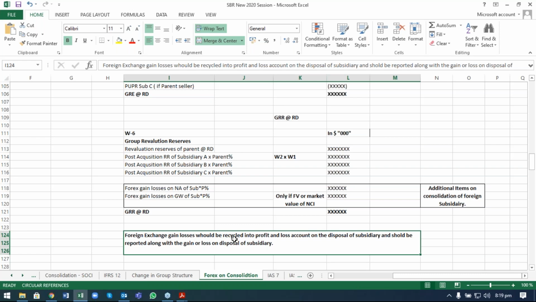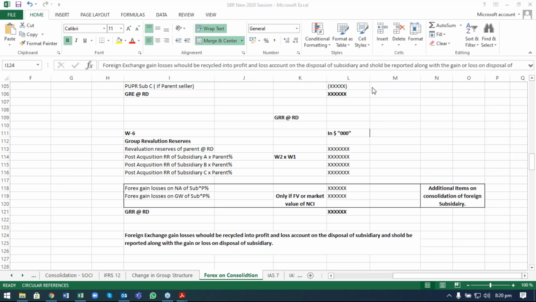Recycling means what? Those foreign exchange gain losses should not directly move from other components of equity to the retained earnings, but first should be charged to profit and loss account as either income or expense. That will ultimately increase the profit of the year, and with the increased profit, that profit goes into the retained earnings ultimately. Right? Any question right now?